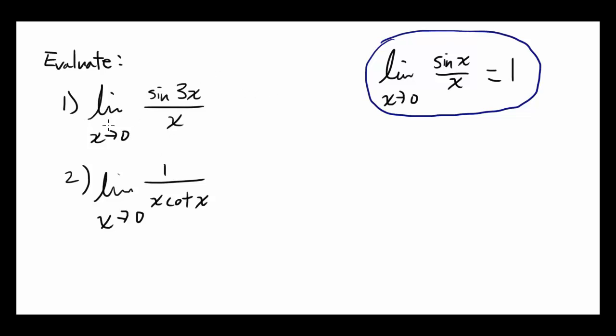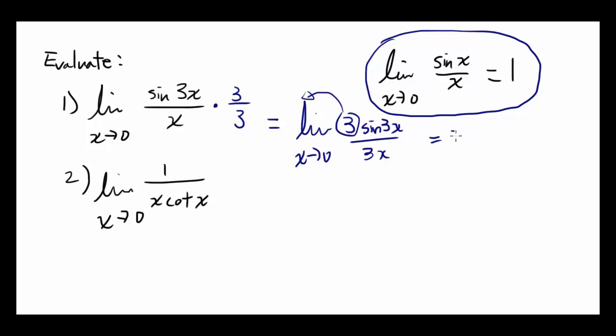For the first one, the limit as x approaches 0 of sine of 3x over x, we want to have 3x on top and 3x on bottom. And how we can do that is by multiplying 3 on top and 3 on bottom, and that's going to give us the limit as x approaches 0 of 3 times sine of 3x over 3x, and we can get this 3 out of the way. That's going to be 3 times the limit as x approaches 0 of sine of 3x over 3x.